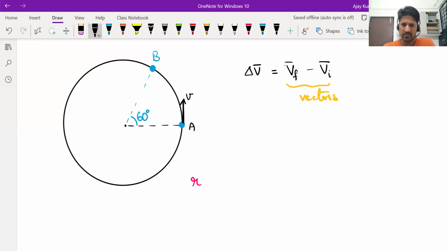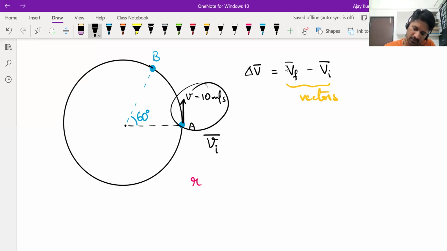Initially, you can see how the object was moving. The speed is 10 meters per second. The direction is given to you in the question. You know speed, you know direction. Then you can express the vector. So convert this to initial velocity. You can do it. Next thing you need to do is imagine the final velocity first. Finally, when it is at B, its speed will still be 10 meters per second itself, but it's pointed in some other direction now. Okay, take its components.